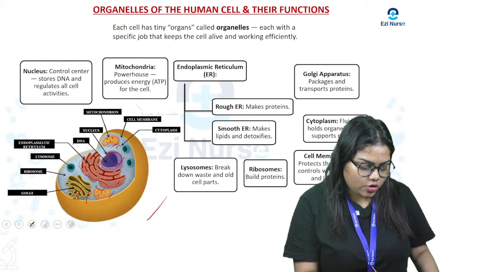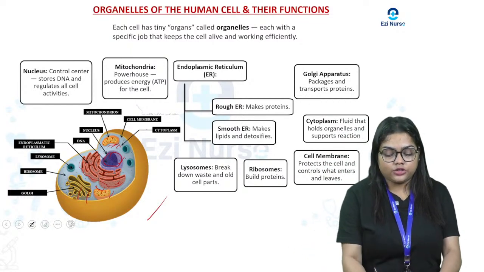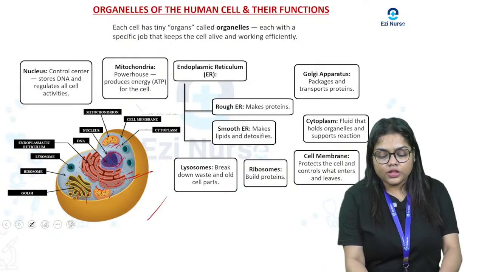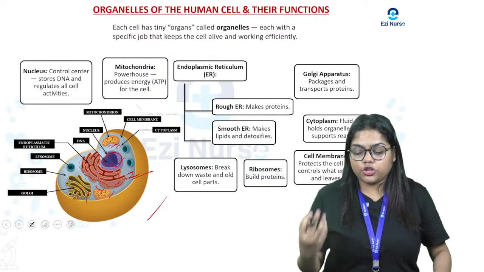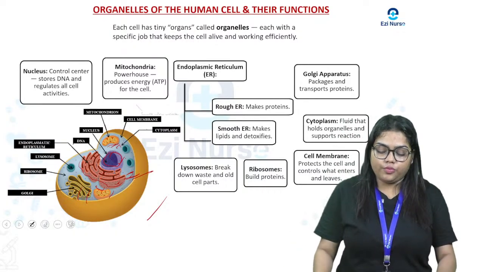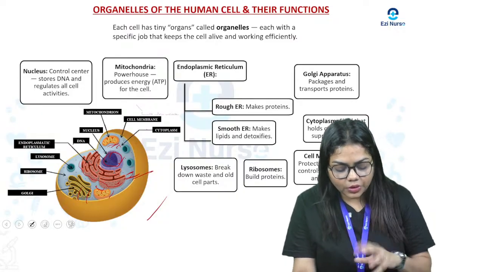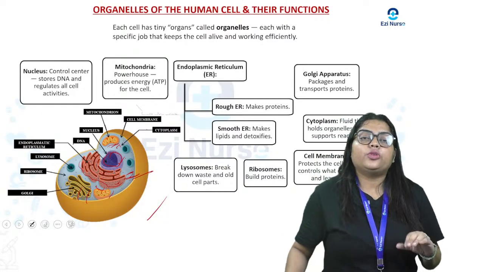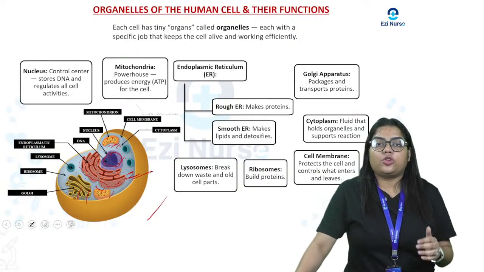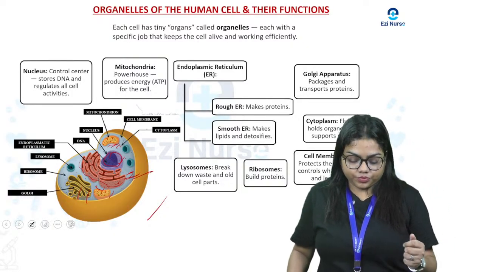Here you can see the Golgi apparatus. Next is cytoplasm. Cytoplasm is actually the fluid in the cell which holds organelles and supports the reactions. Next is lysosome. It breaks down waste and whole cell particles. You can also call lysosome a self-death package, or a suicidal bag.